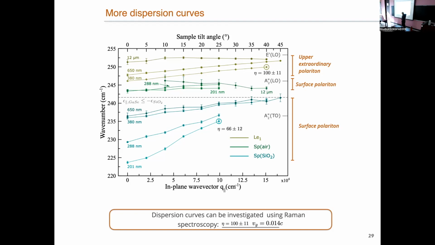Using the same curves, we can also calculate the group velocity. The group velocity we get in our thin samples is about 1% of the speed of light. So there's a significant slowdown. I'll come back to this value a bit later.